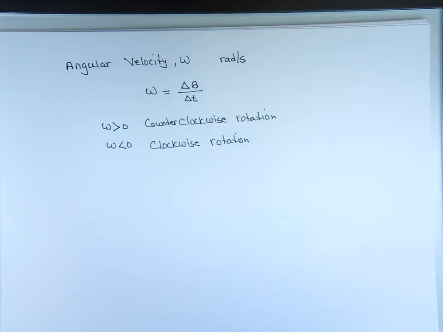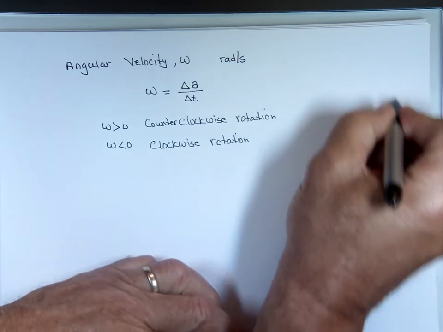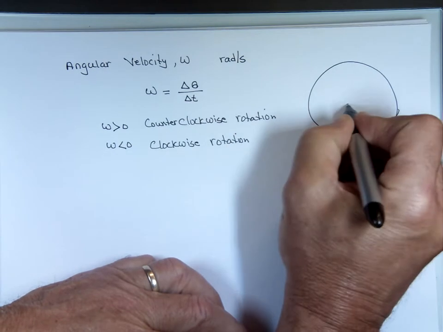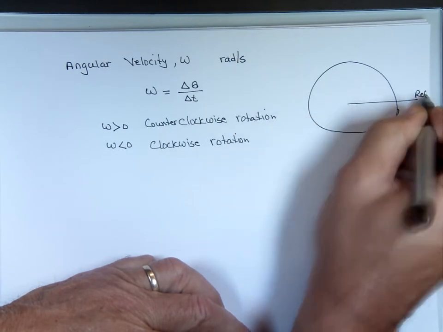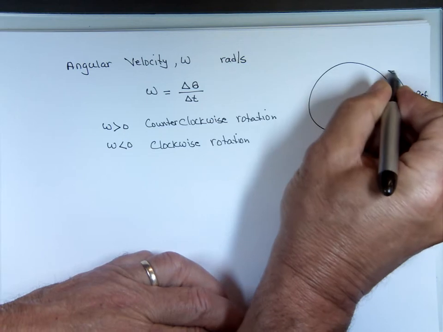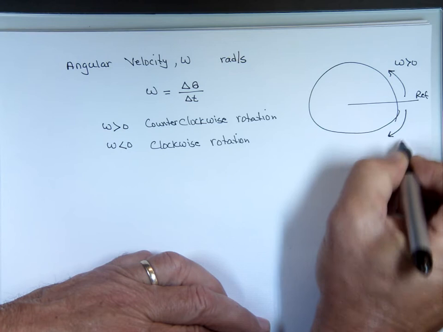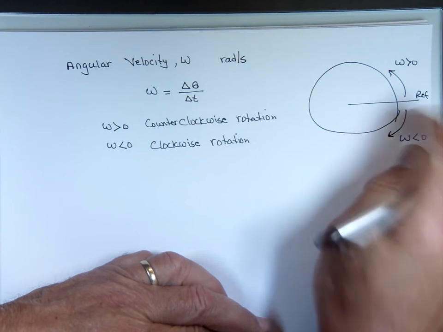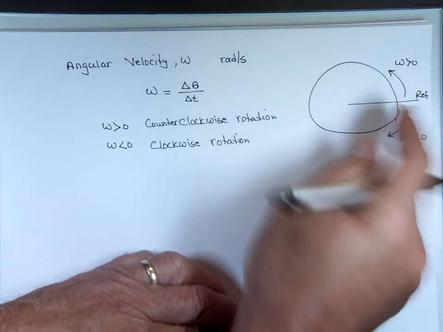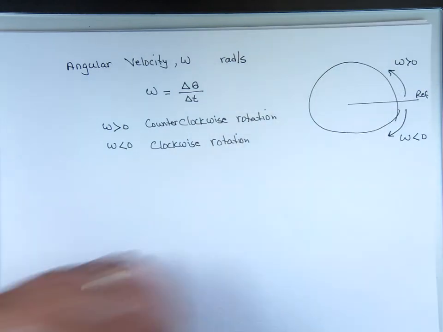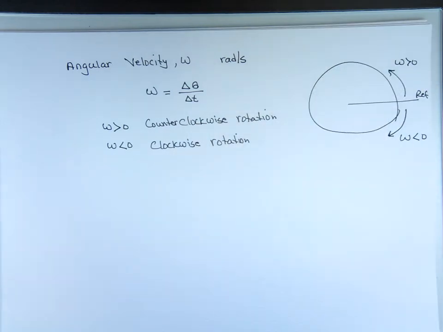So let's look at angular speed and see what we have here. Again, angular speed is how fast the thing is spinning. If this is your reference, and you're spinning this way, W is greater than 0. If you're spinning this way, W is less than 0. We use a negative value if it's clockwise, and a positive value if it's counterclockwise. Why? Somebody decided to go with that.